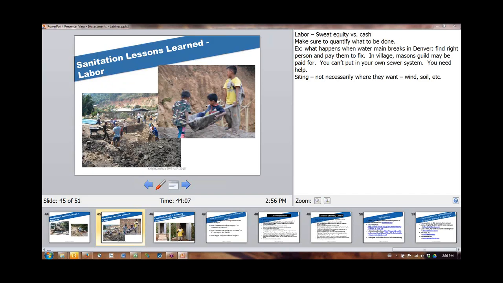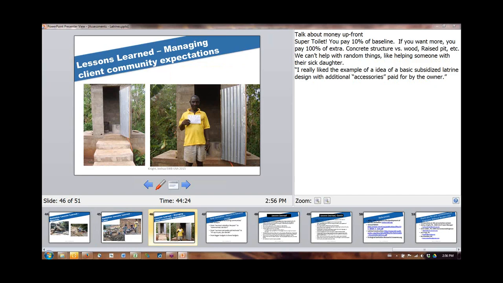Your community should be digging all their pits. If they can't dig the pit, they should be paying someone to do it. If they don't have the money to do it, that should be the community paying someone else to do it or volunteering someone. That should not be your problem. The pit should all be dug for you, as well as cleaning of the gravel, as you saw in the previous slide.